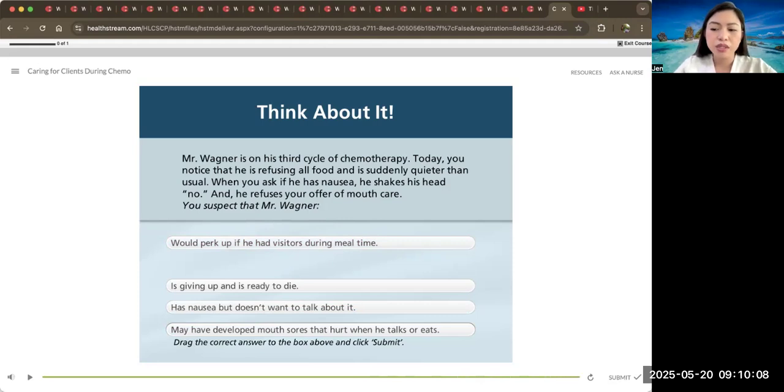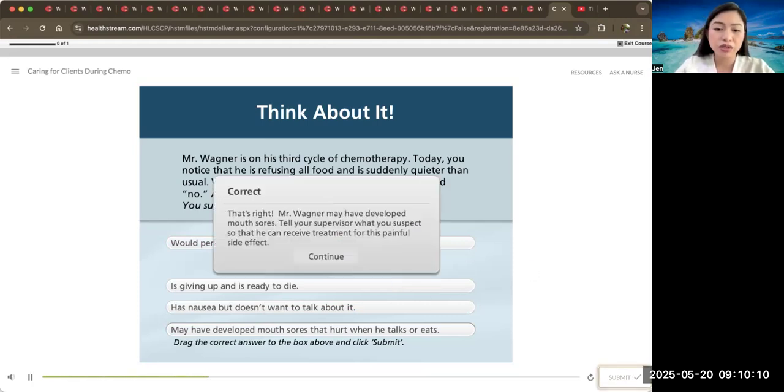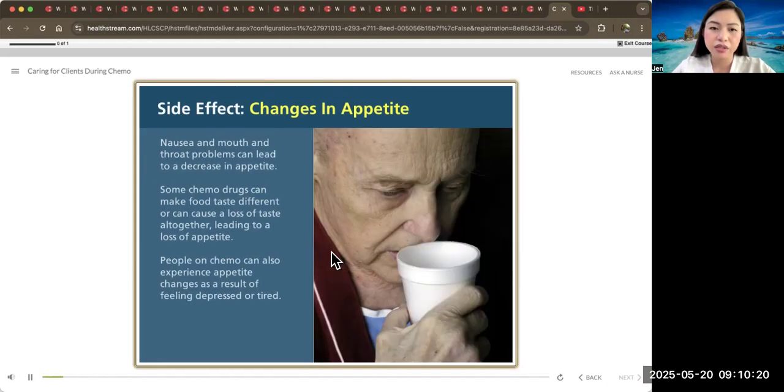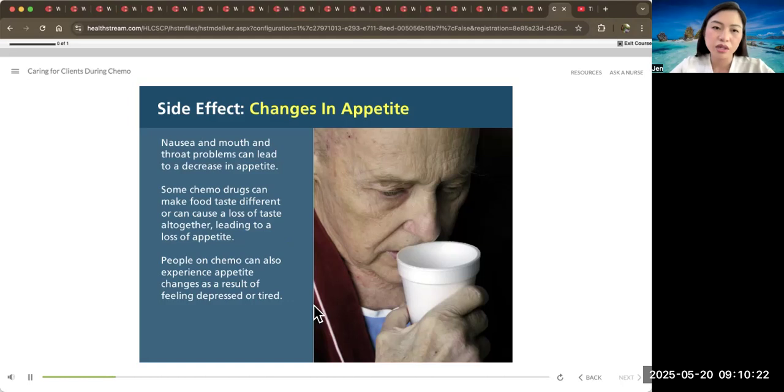So maybe he's in pain. That's right. Mr. Wagner may have developed mouth sores. Tell your supervisor what you suspect so that he can receive treatment for his painful side effect. That's very painful. Because he could be talking about side effect, changes in appetite.